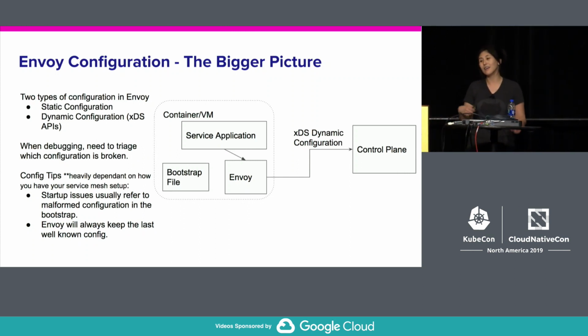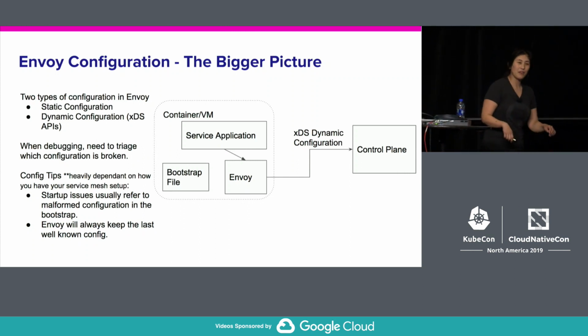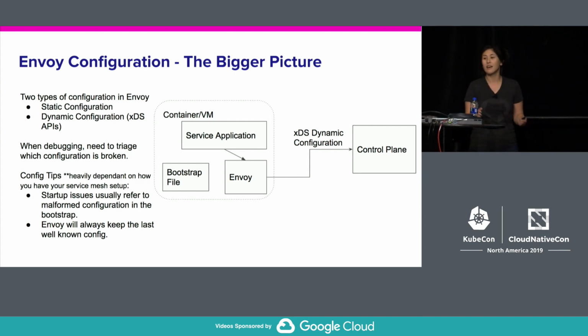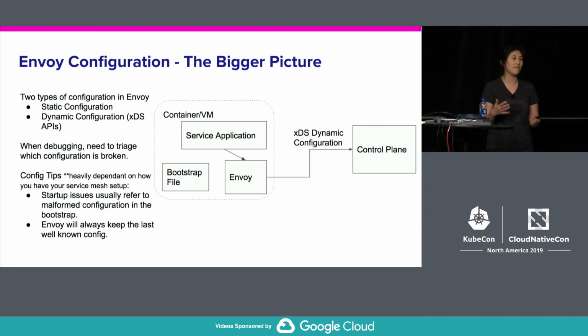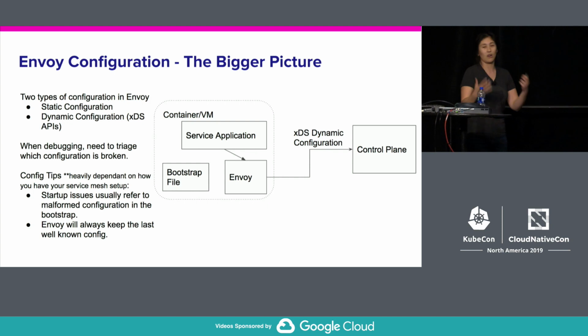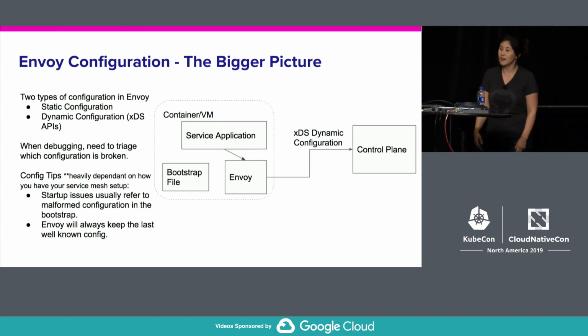So again, this is specific to Envoy configuration. And I thought we should start off with a high-level picture. Envoy has 2 types of configuration. One is the bootstrap file. That's a static configuration that lives in either your VM or your container. And Envoy will read that and then start up and will use that configuration for the life cycle of Envoy running.